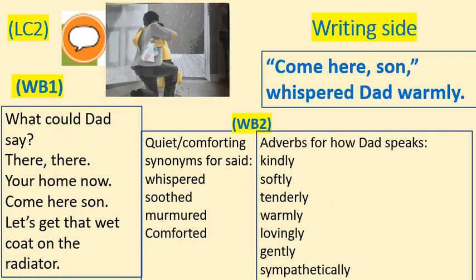How did you get on? I've picked some more, and I've picked warmly, lovingly, gently, sympathetically. So we've got our word bank 1 and our word bank 2. Pause the video now and magpie as many of these words as you can so that your word bank 1 and word bank 2 are bursting at the seams with lots of word choices. And pause the video now.